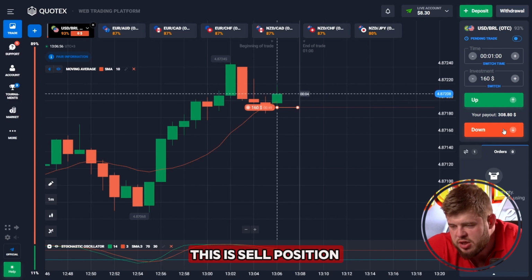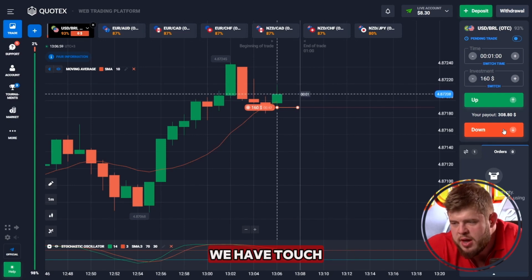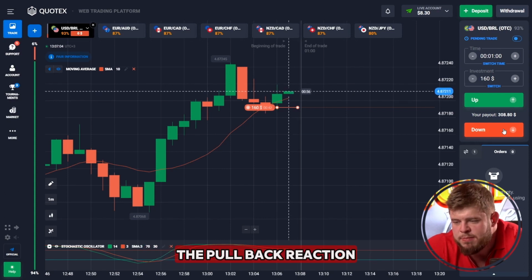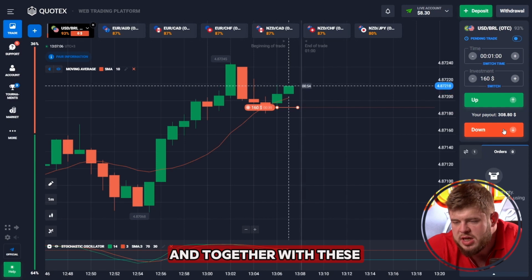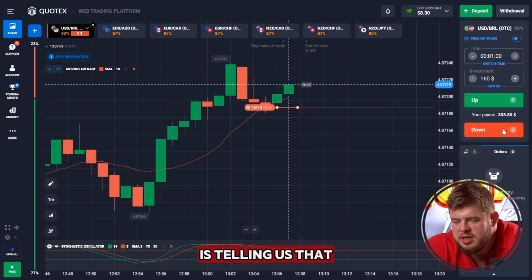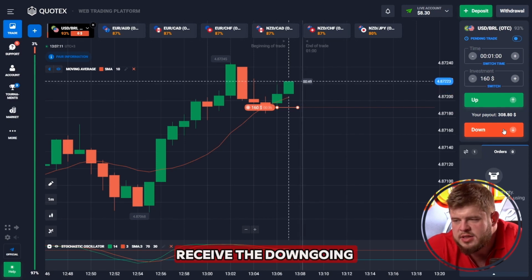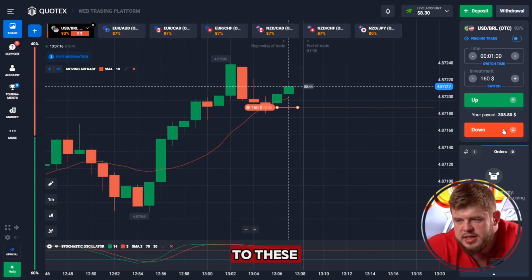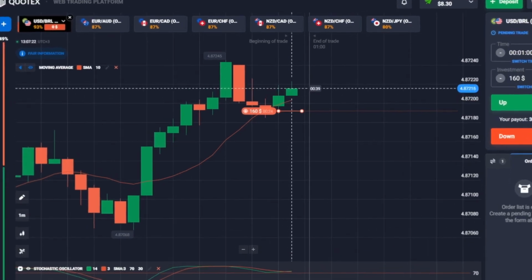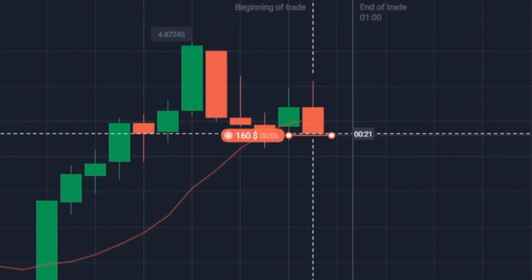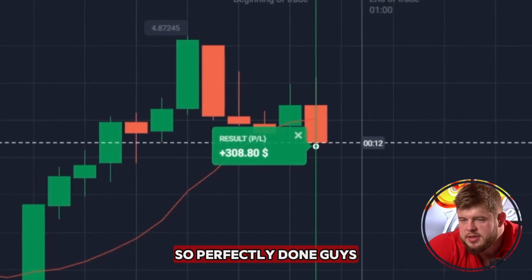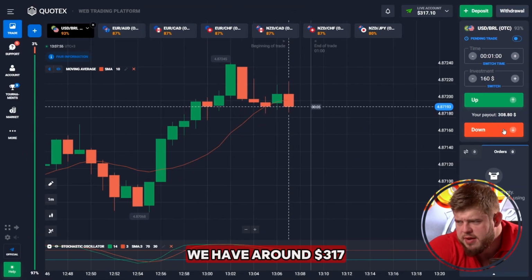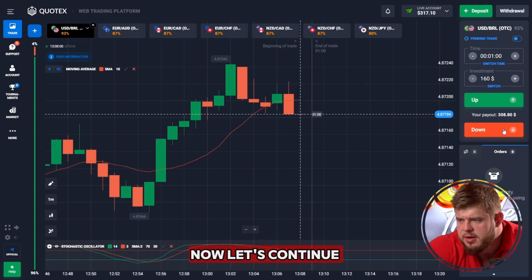This is a sell position because, as you can see, we have touched a strong level of resistance, after which we're expecting to receive the pullback reaction, and together with this, the stochastic oscillator is telling us that we will highly likely receive the downgoing signal. And of course, we're paying attention to this and we're opening a sell position. So perfectly done, guys. The first trade was a profitable one. We have around $317. Now let's continue and move forward.